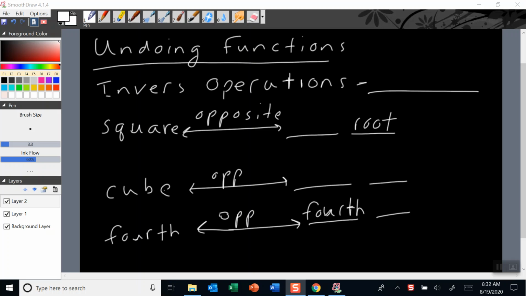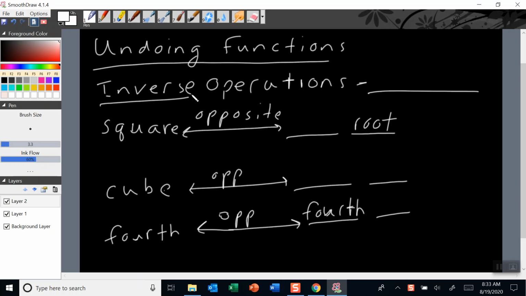Okay, in this video, I'm going to teach you how to undo functions. And this is going to be kind of the heart of Algebra 2, where we start talking about these higher level functions and how can we undo them. So let's start with this word that you probably remember from Algebra 1 that I misspelled because it has an E at the end. Inverse operations.